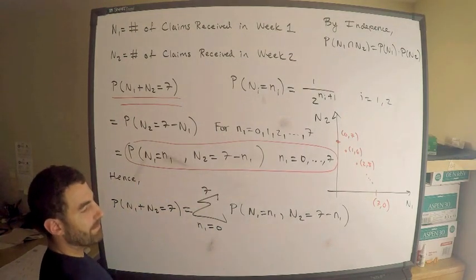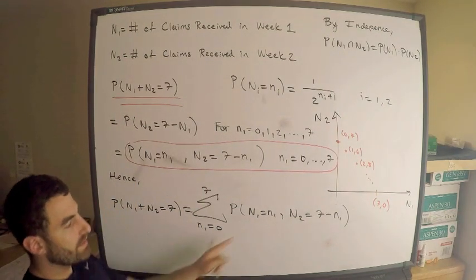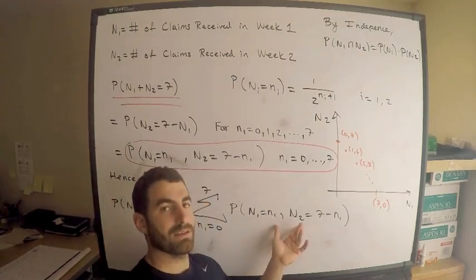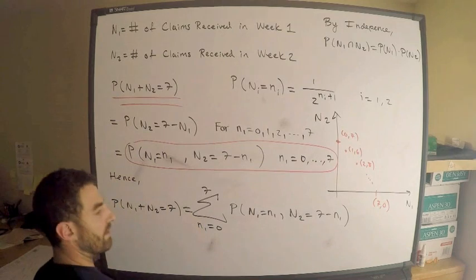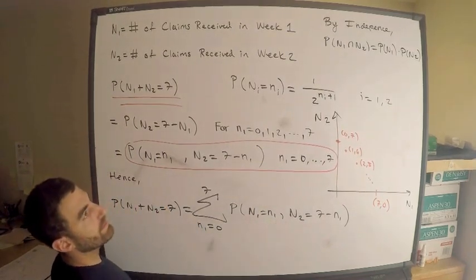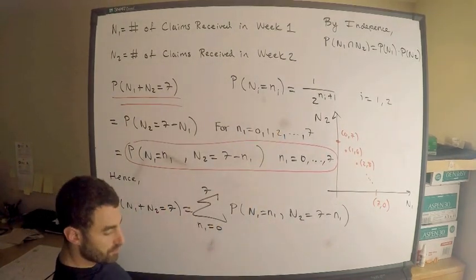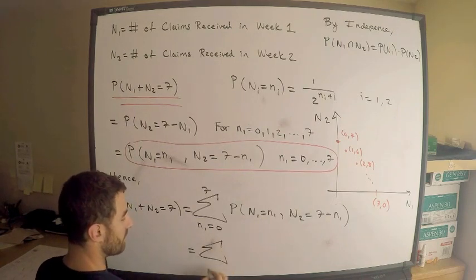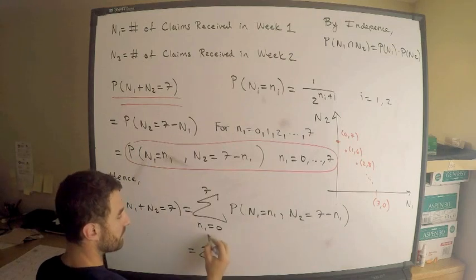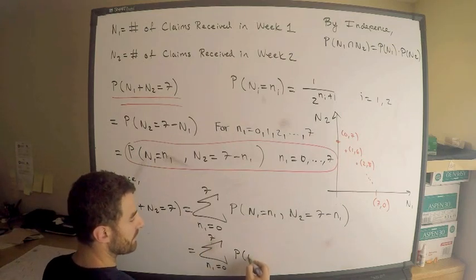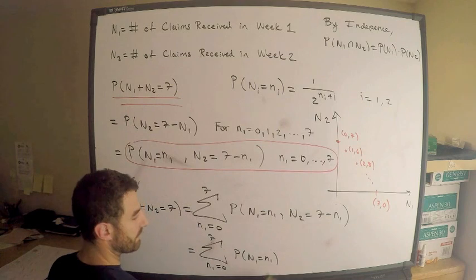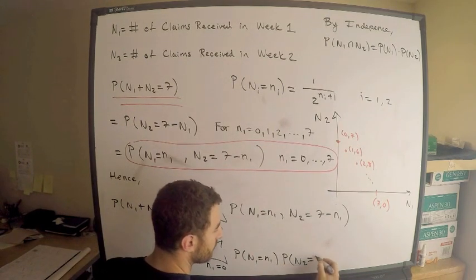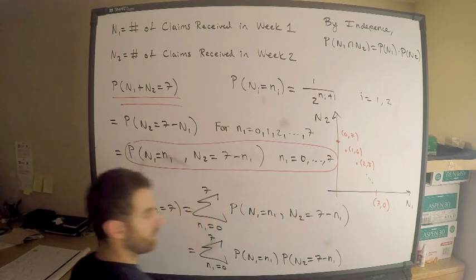All right, I'm going to write one more step. This right here, basically, by the way, is the joint mass function. So now this is an AND statement, and we know that these two random variables are independent. So this is equal to the sum, n1 equals 0 to 7, probability n1 equals n1, times the probability n2 equals 7 minus n1.